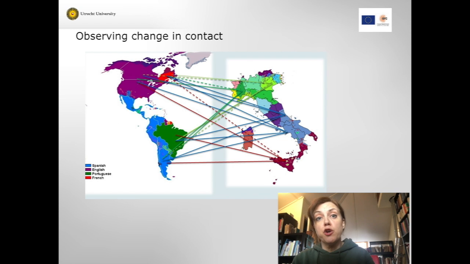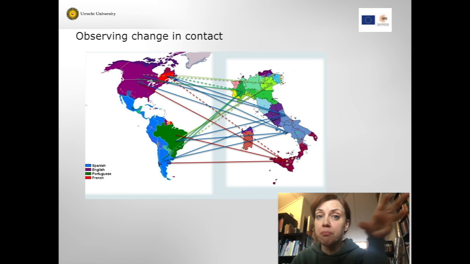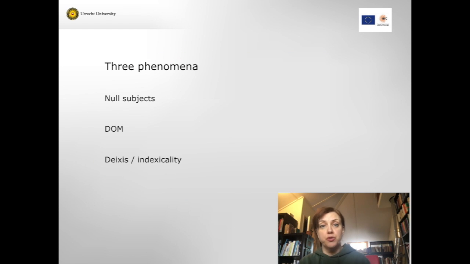We can still observe optional structures or what's happening in the first generation speakers, although this has proven to be more difficult, even more difficult than we had envisaged. And we can observe internal factors at work by selecting the right features. So what we selected, as I said, was null subjects, differential object marking, deixis, and indexicality.